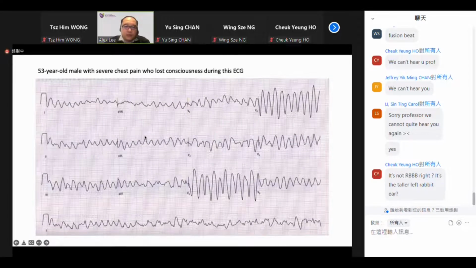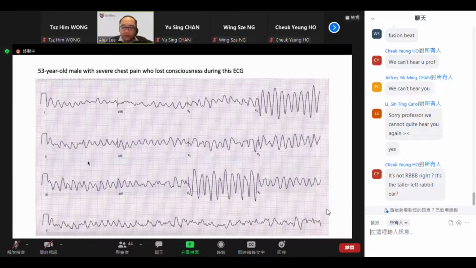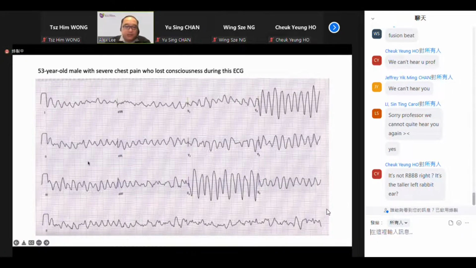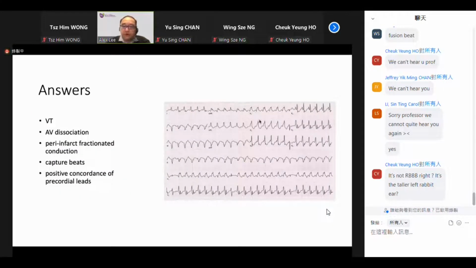It's not RBBB, so there's a comment here. I won't call it RBBB because it just does not fulfill the criteria of a right bundle branch block. You have an RSR prime here, so it should be RBBB. Actually, it is a ventricular tachycardia. It's not a bundle branch block.